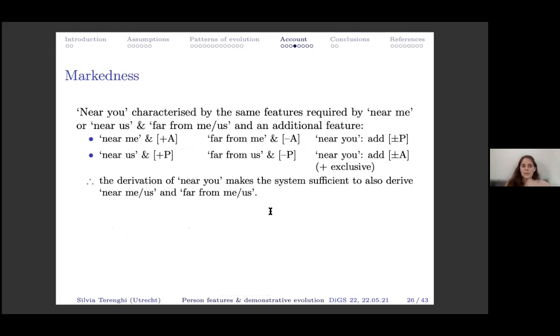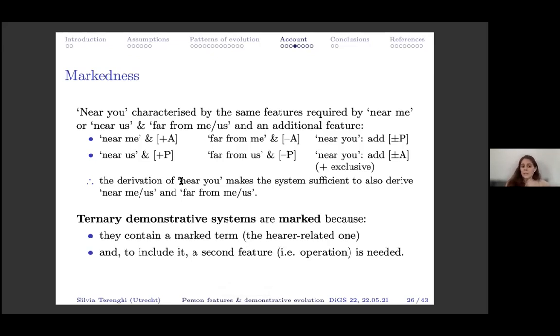So let me start from the observation that the near-you domain demonstratives are characterized by the same features that are required by near me or near us and far from me and us, plus an additional feature. This means that the derivation of near you makes the system sufficient to also derive near me, us, and far from me, us. And on this ground, I take ternary systems to be marked, both because, A, they contain a marked term, the hero-related one, and B, because to include that term they need an extra feature, an extra operation, and that operation would crucially be absolutely unnecessary to the system if that very term were not present.